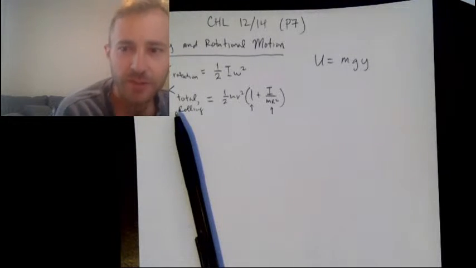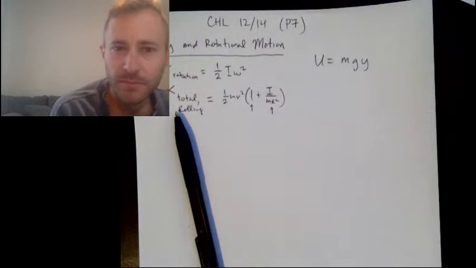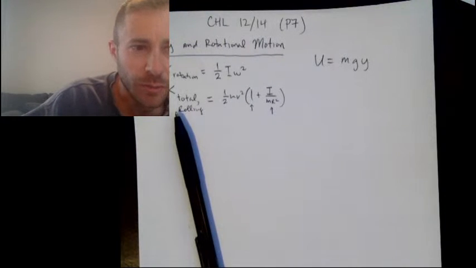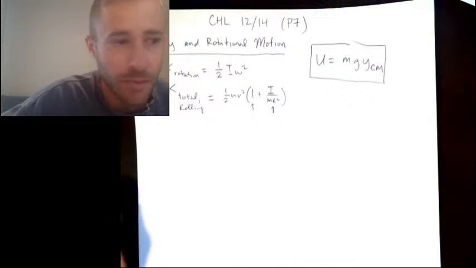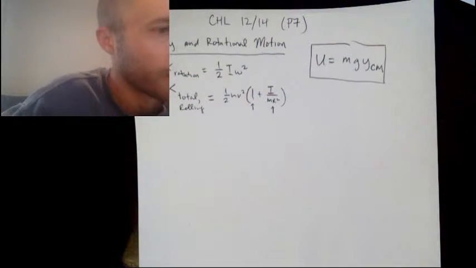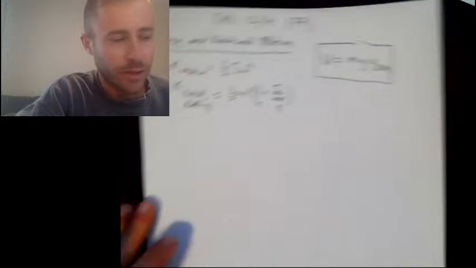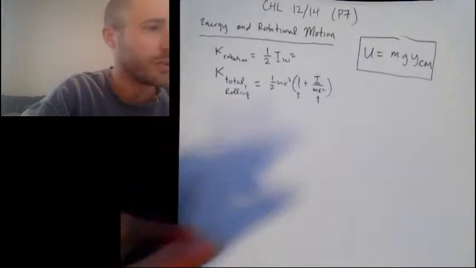The center of mass. You are correct. So we use the y coordinate of the center of mass, and that allows us to calculate the gravitational potential energy of an extended object. Okay. So we're going to do several examples using this today.